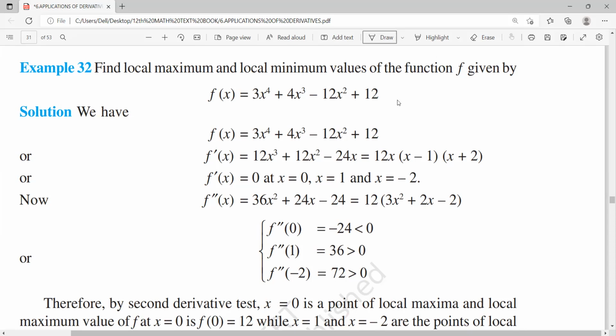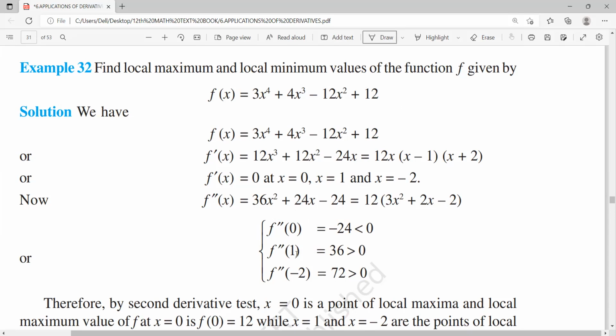Did you finish? First, you have to make f dash of x equal to 0. If you do that, you get the turning points 0, 1, minus 2. These are critical points. You may have a local maximum, a local minimum, or possibly a point of inflection. But if you find f double dash of x and substitute 0, 1, minus 2, then less than 0 means maximum.